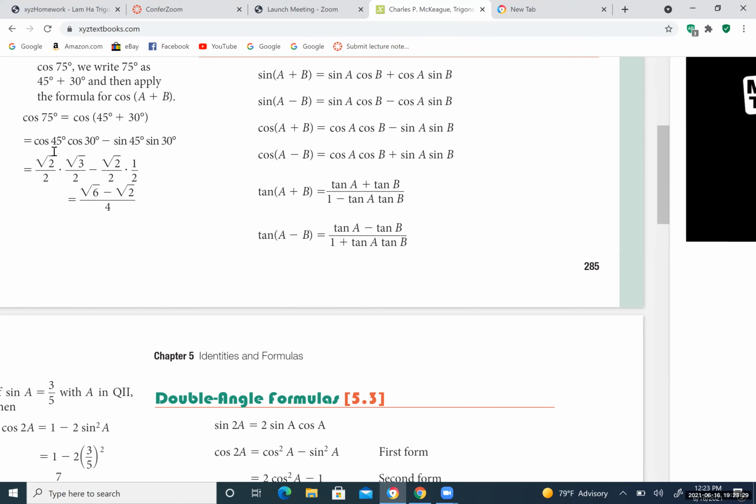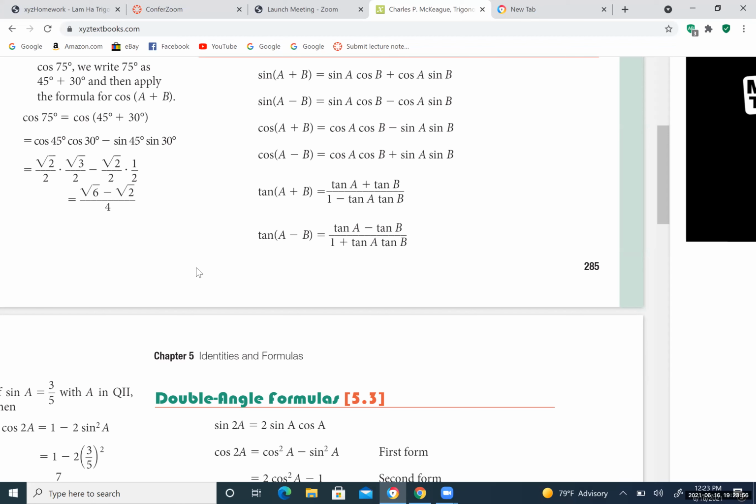Okay, so we're using algebra. You have square root 2 times square root 3 give you square root of 6, and 2 times 2 gives you a 4, minus. The reason they combine this is because they have the same denominator, so they combine as 1. Then this minus here will be dropped out. So square root of 2 times 1 is square root of 2, and you got square root of 6 minus square root of 2 divided by 4.